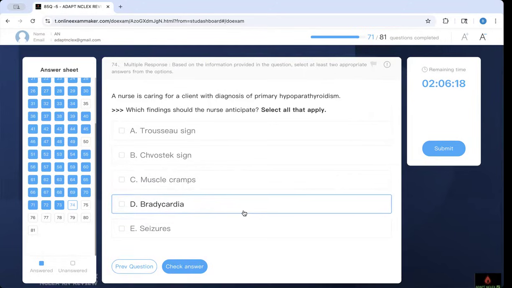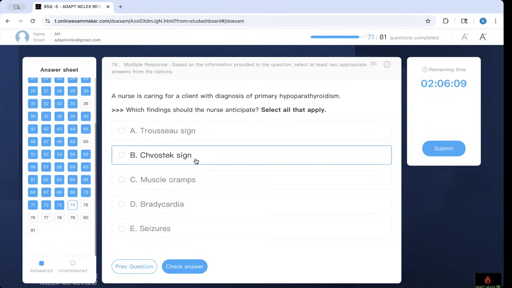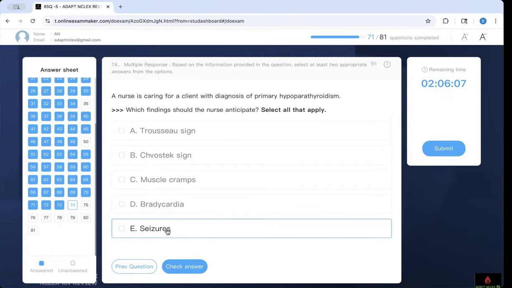It is primary hypoparathyroidism. What does that mean? Low calcium. What are you looking for? Signs and symptoms of low calcium. T signs, C signs, muscle cramp, bradycardia, seizures.